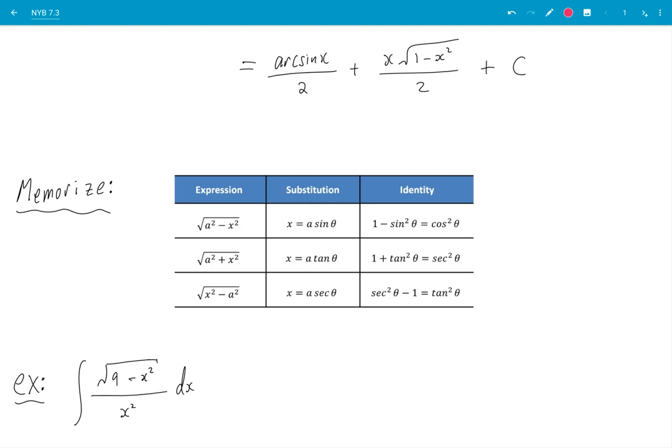Okay, pause and copy everything that's new here. We have a nice little pattern to follow. If you're doing some integral and you see something that looks like this, which we just did, 1 squared minus x squared, then you should try this substitution and make use of this identity.